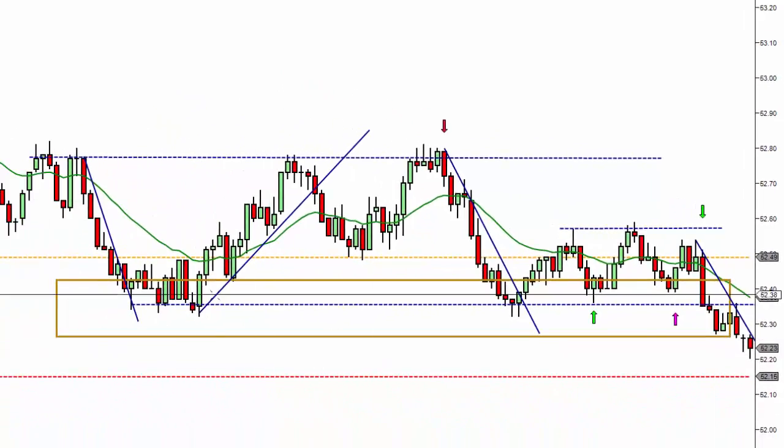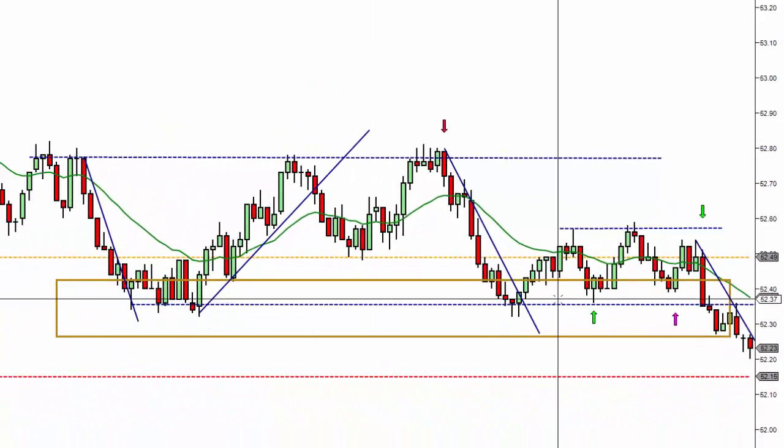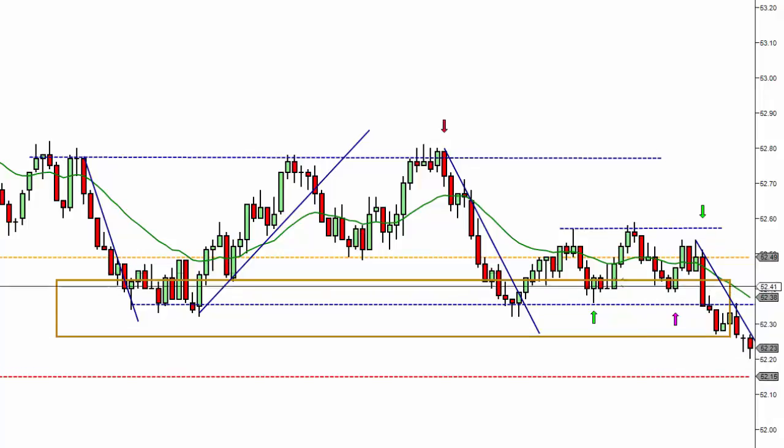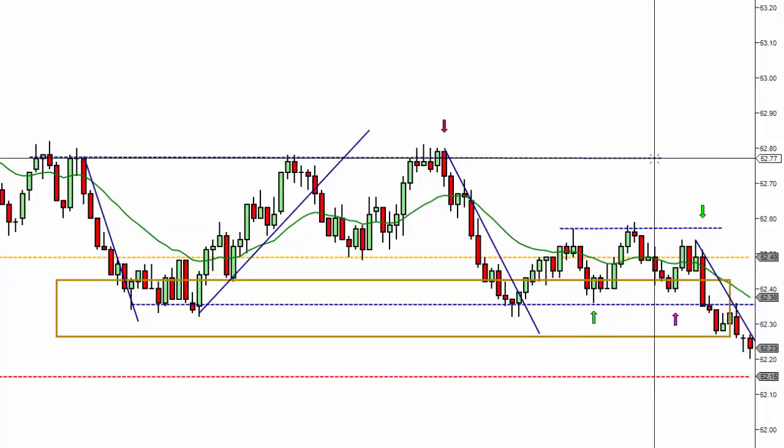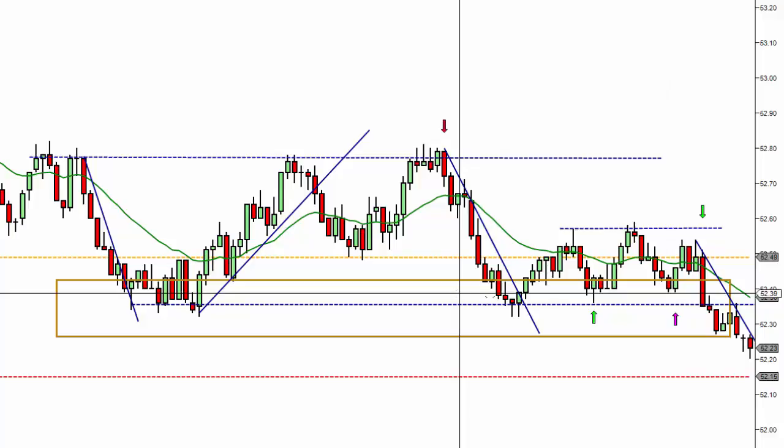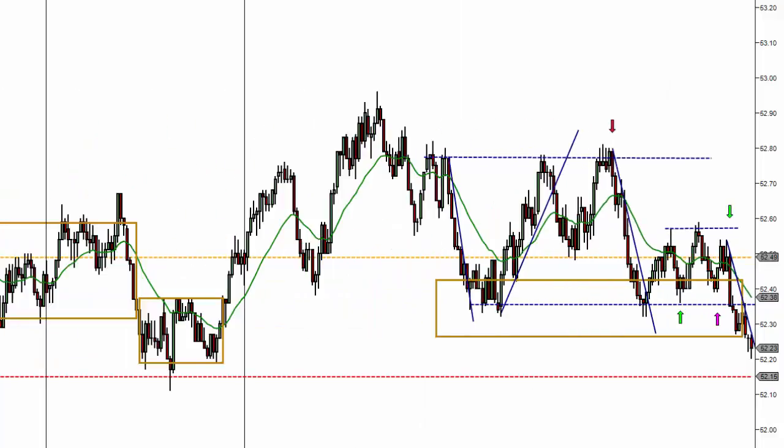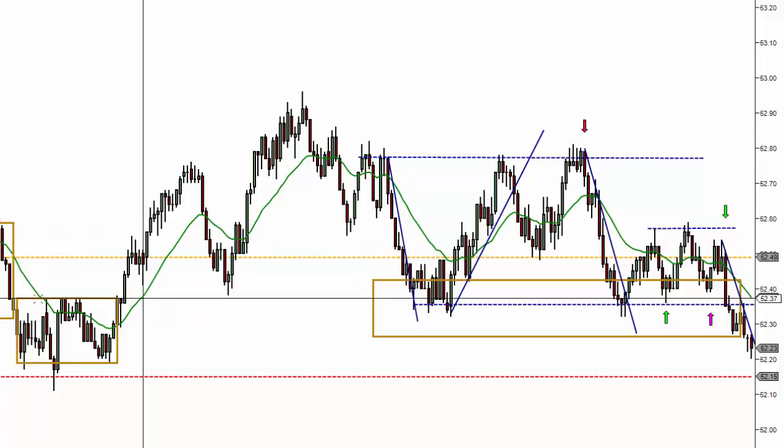And so I was looking at this because I thought this area was going to be support. I thought that price was going to be heading up to this other side of the channel and then perhaps breaking out. And the reason I was thinking that is because of yesterday. If you look at yesterday, look where price really stacked up.